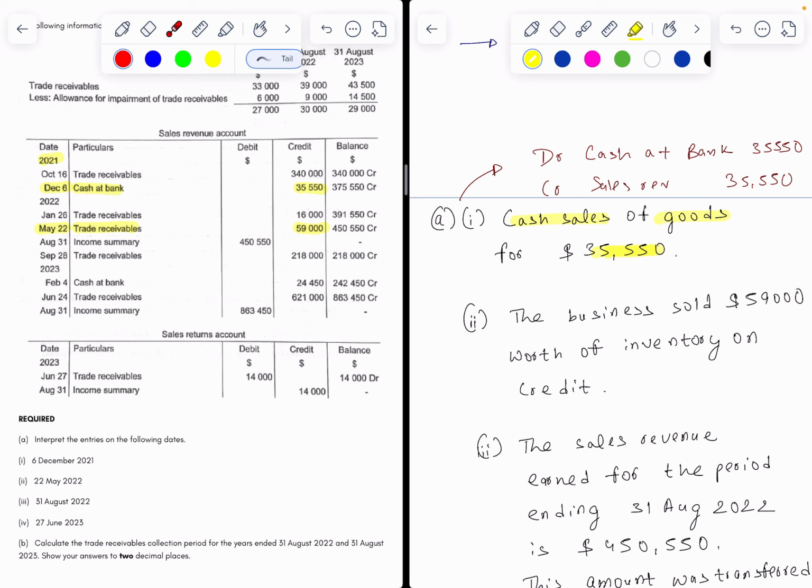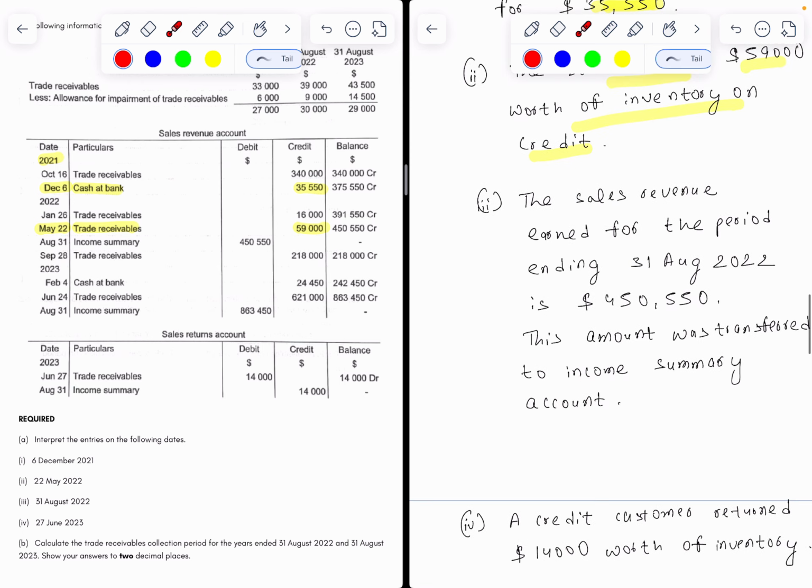The next question is to interpret the transaction on the 22nd of May 2022. So on the 22nd of May 2022, trade receivables of $59,000 have been credited in the sales revenue account. What does this mean? This means that we have sold $59,000 worth of inventory on credit. So now we have got credit customers. So that is simply what we write. The business sold $59,000 worth of inventory on credit. Okay? Now the next date is 31st of August 2022.